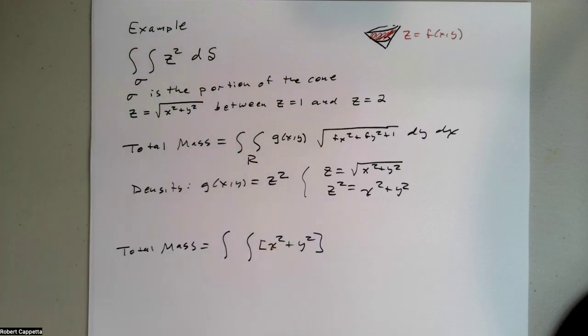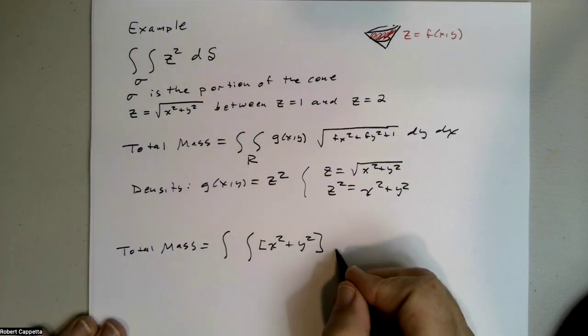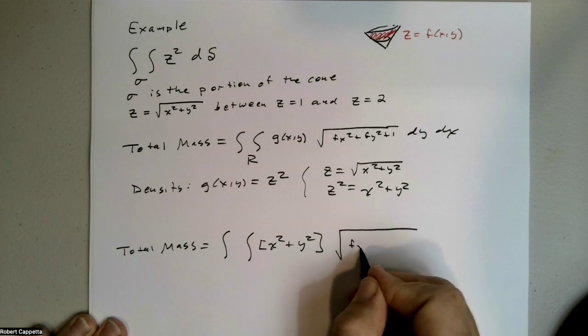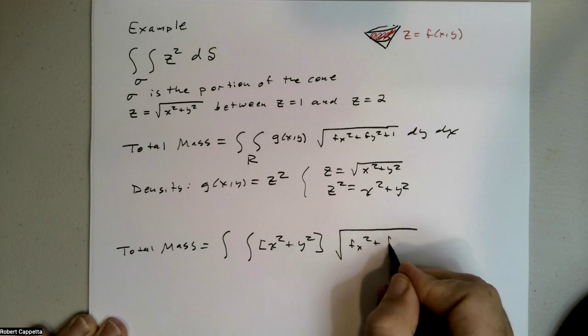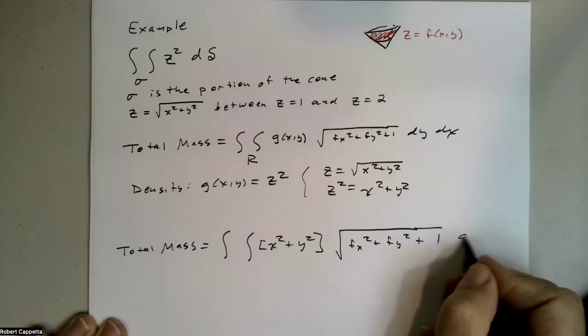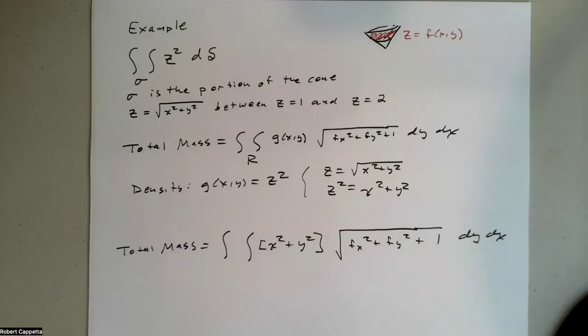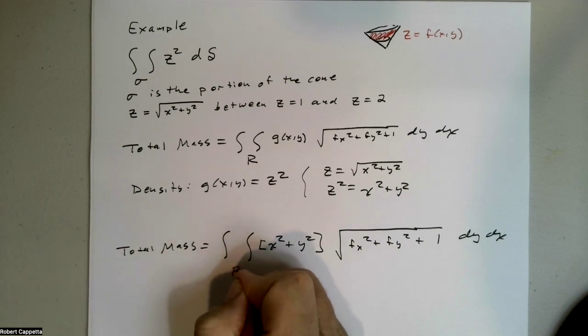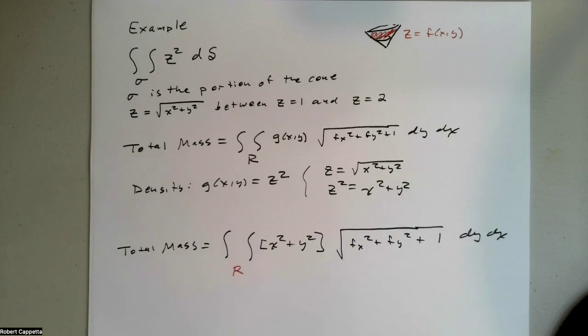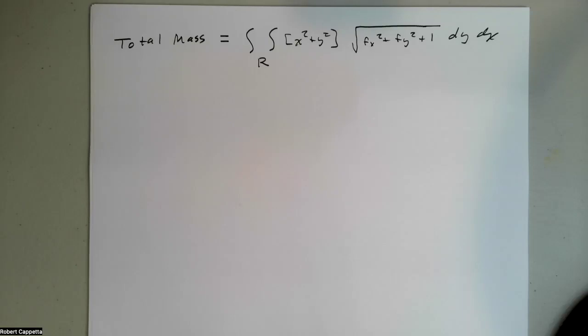Now, what is our change in s? We've seen that before. That is the square root of f sub x squared plus f sub y squared plus 1 dy dx. So I still need to figure out what f sub x and f sub y are, and I still need to figure out what R is before I can convert this from a surface integral into a standard sort of double integral. Our surface is defined by f of x, y.